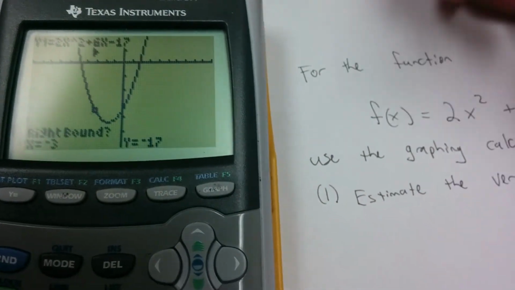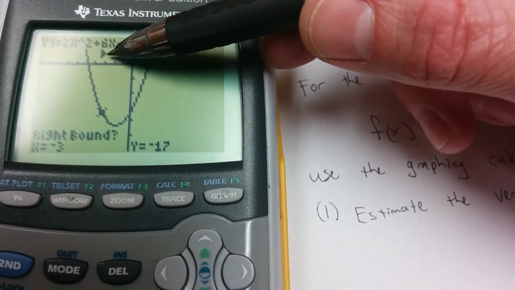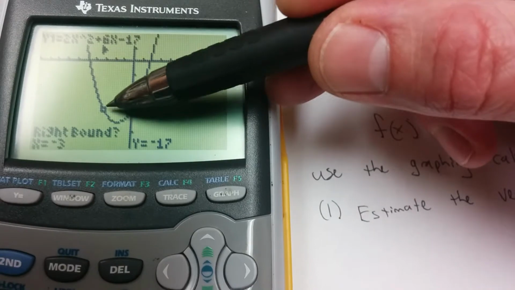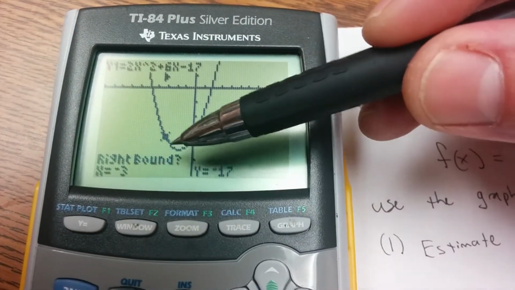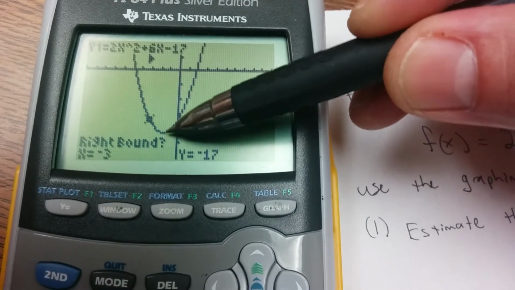Okay. And when I do that, you might see there's a little arrow that pops up here. It's telling the calculator to look for the minimum to the right, okay, because that's my left bound. Now it's asking me for a right bound. So I'm going to give it a number that is safely to the right of that minimum.